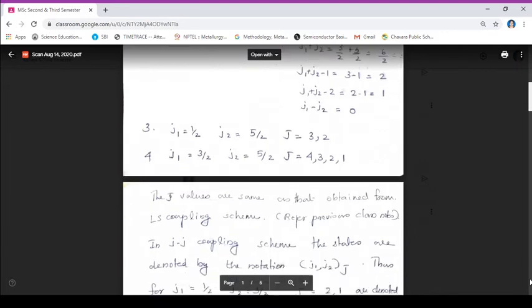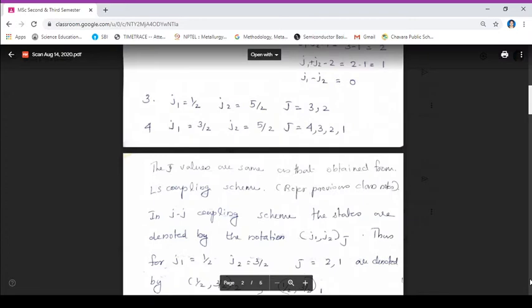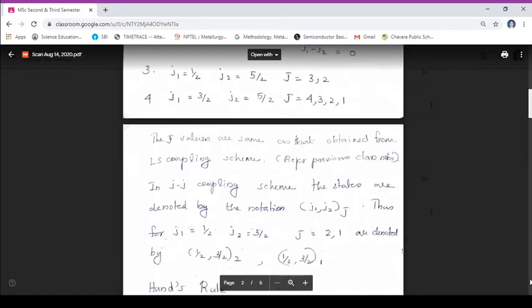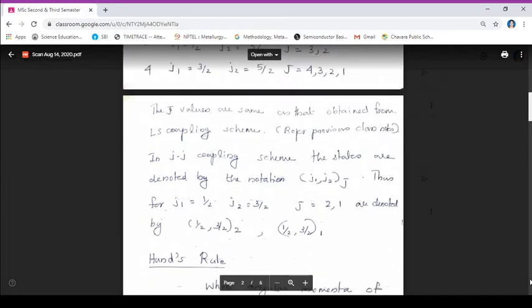Now the question is how to represent the states in JJ coupling. In the JJ coupling scheme, the states are denoted by the notation J1, J2, J. That means J1 equal to half, J2 equal to 3 by 2, and the J values are 2, 1. So the states can be represented as half, 3 by 2, 2, then again half, 3 by 2, 1. Earlier we had the general notation 2S plus 1, then the corresponding L value and then J. Instead of that, here we follow this type of representation in JJ coupling. Ultimately the J values are going to be the same in both cases.